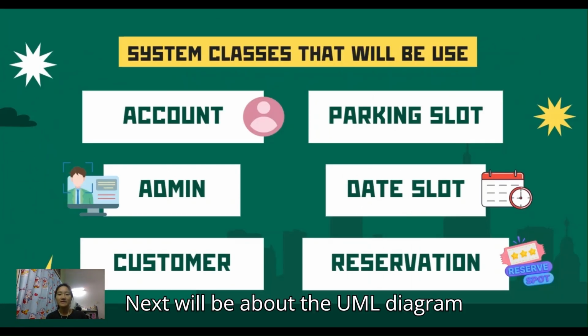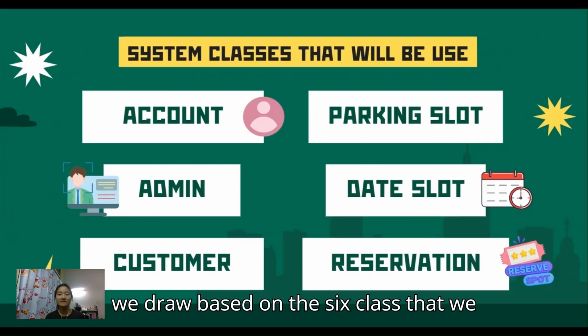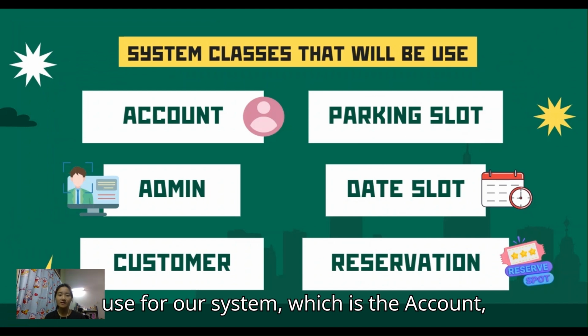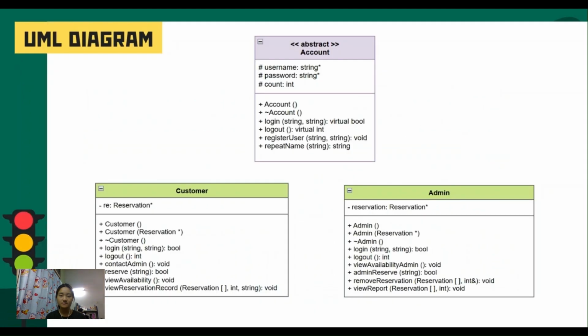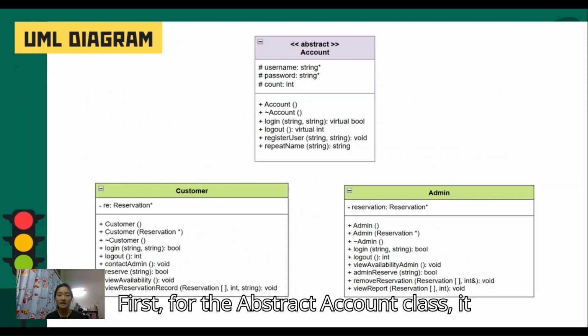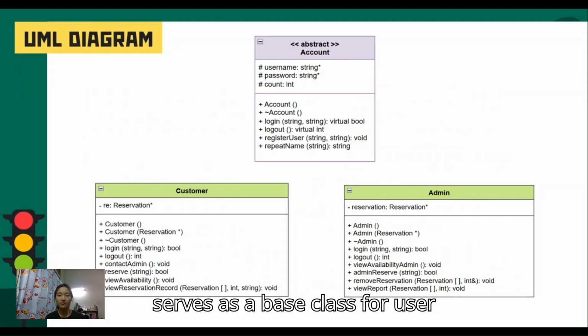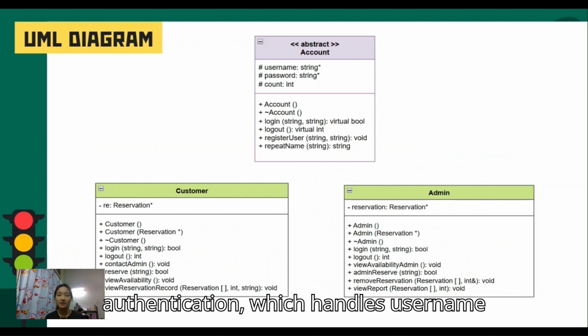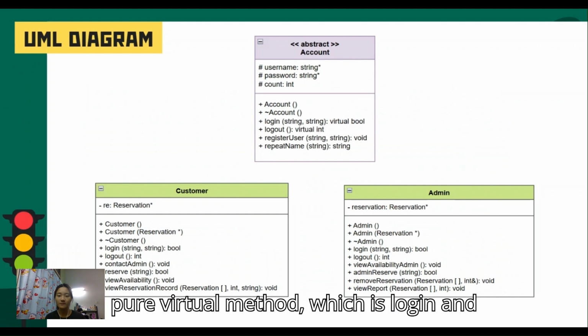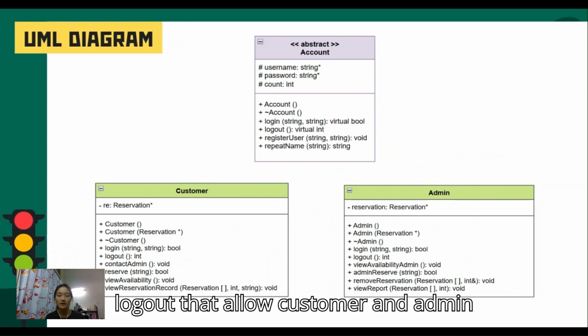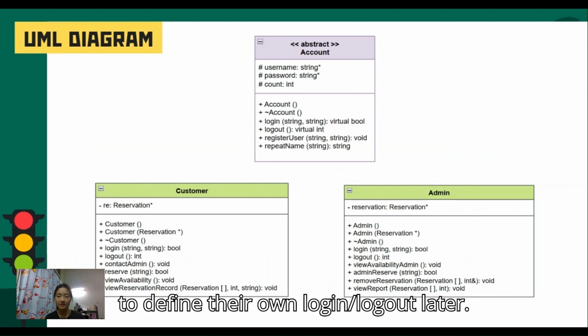Next will be about the UML diagram we drew based on the 6 classes that we use for our system, which are account, admin, customer, parking slot, date slot, and also reservations. First, the abstract account class serves as a base class for user authentication, which handles the username and password array. And it also has pure virtual methods, login and logout, that allow customer and admin to define their own login and logout later.